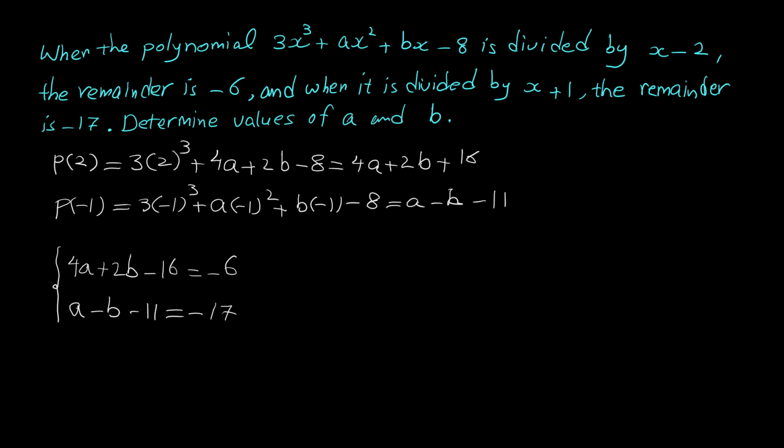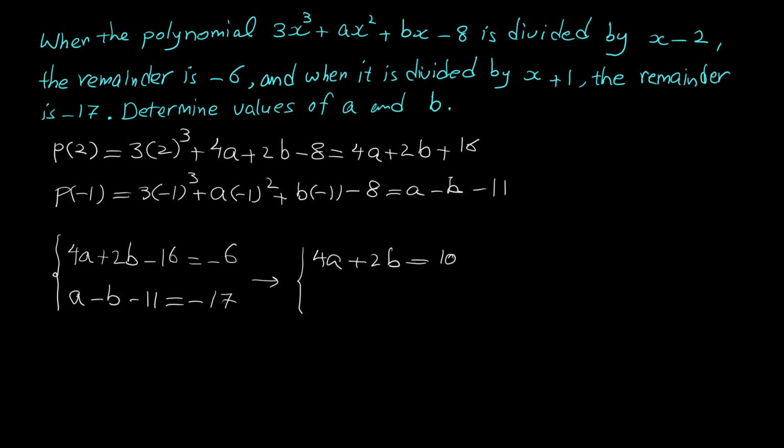Now we have a system of equations involving two unknowns, a and b, and we have two equations, so we can solve it. Let me rewrite the equations in the proper form. From the first equation, I move 16 to the right side, or in other words, we add 16 to both sides. Then we have 4a plus 2b equals 10. From the second equation, we have a minus b equals 11 minus 17, equals negative 6.